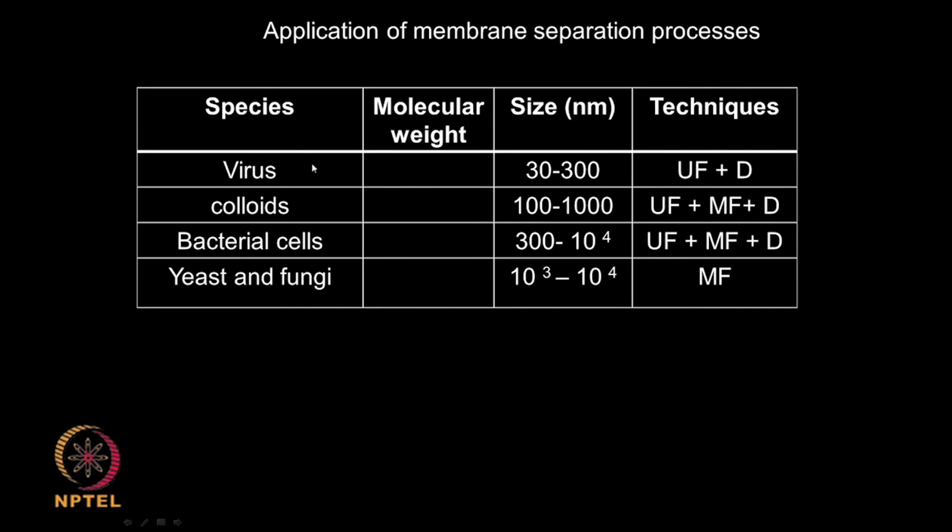So, if you have viruses which are about 30 to 300 nanometer size, we can go up to ultrafiltration. Colloids, okay, they are much bigger in size, we can even go to microfiltration, okay, dialysis. Bacterial cells, they are much bigger, then we can go to ultrafiltration, microfiltration and dialysis. Yeast and fungi which are much bigger, we can go up to microfiltration.